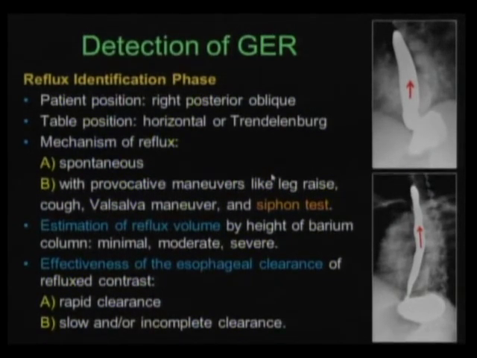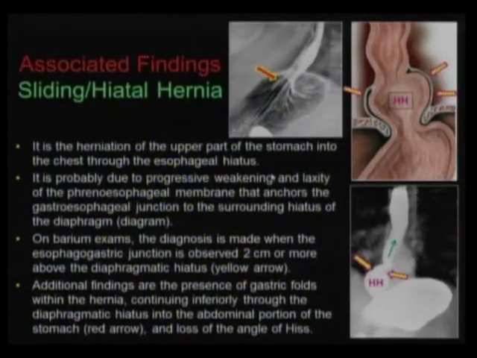We try to estimate the volume of the reflux, by the height of the barium, which could be minimal, moderate, or severe. And finally, the effectiveness of the esophageal clearance. It means whether there is a rapid clearance of the reflux material, barium, or the clearance is slow, or sometimes incomplete, and it cannot get rid of the reflux content. The second one, we try to evaluate the associated findings of the gastroesophageal reflux.